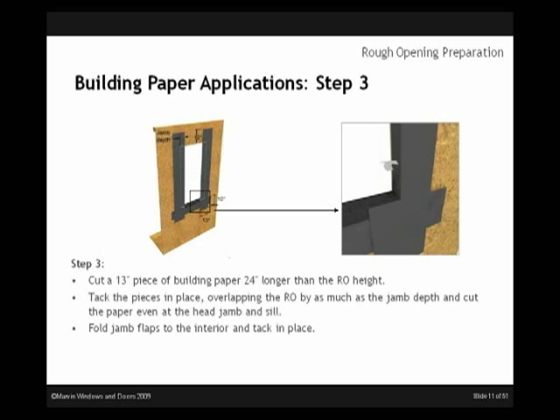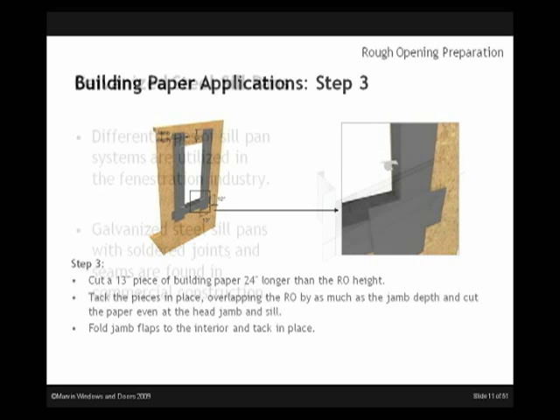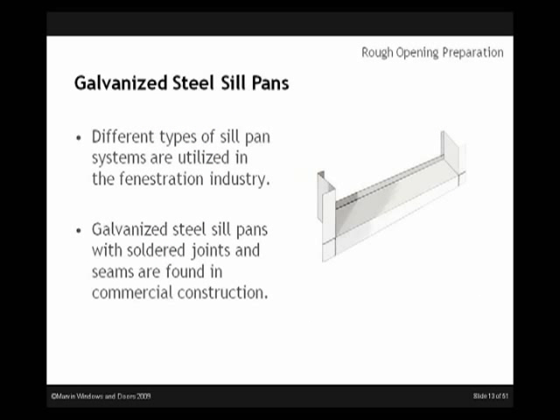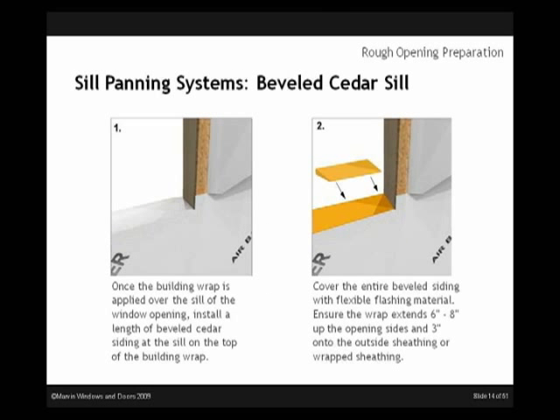This again is talking about some more building paper. I don't think it's something you will find anyone using except in certain masonry applications. This is that rigid galvanized steel or aluminum sill pan system. It's a one-piece system, fastened and soldered together, and fits right in there as one piece.